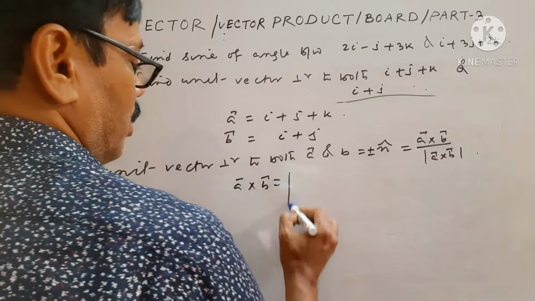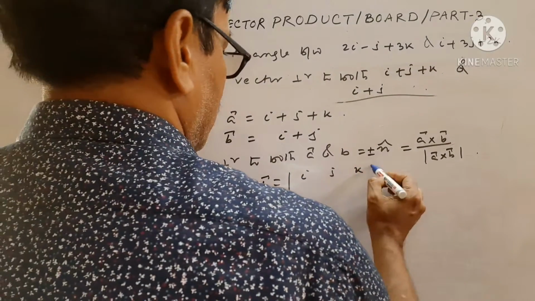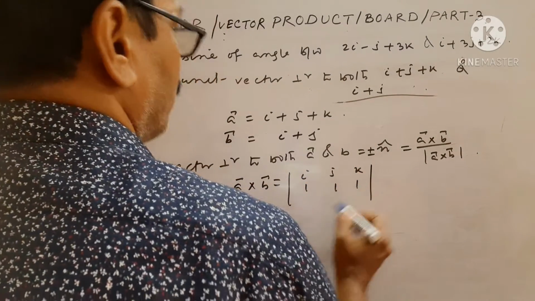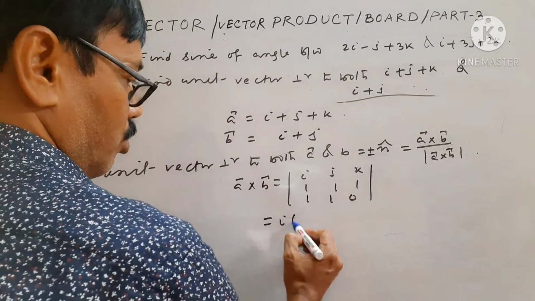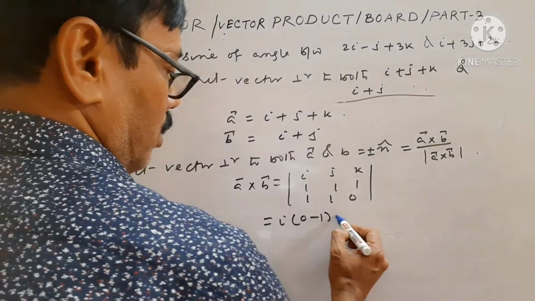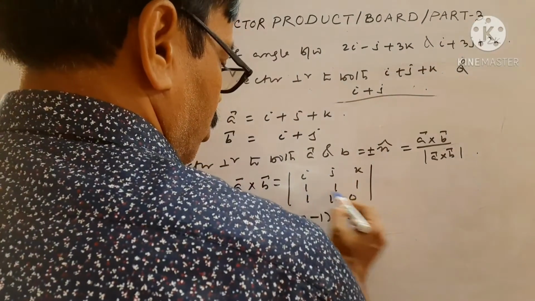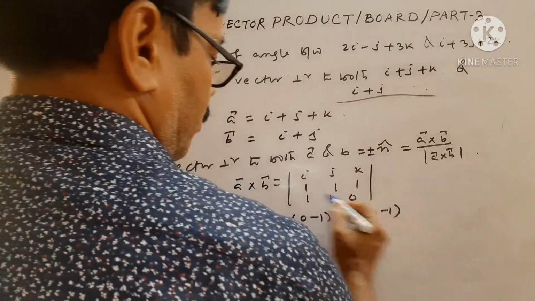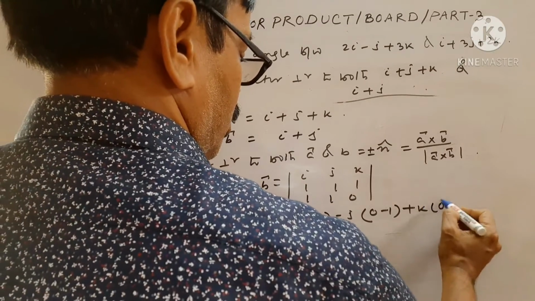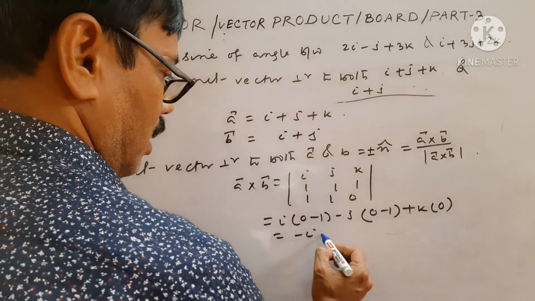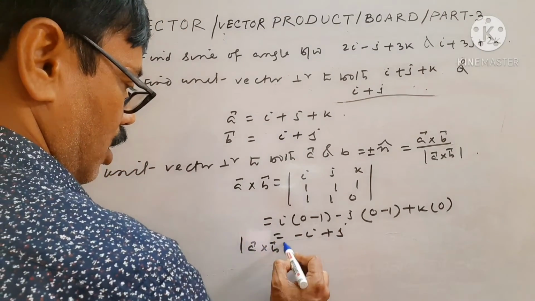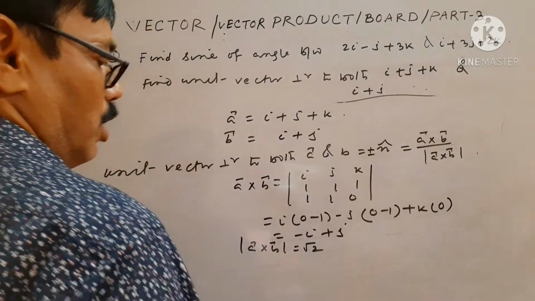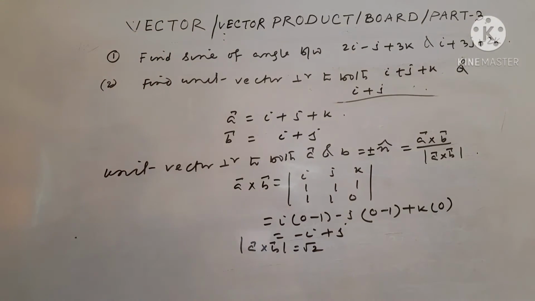So A cross B: I, J, K, 1, 1, 1 and 1, 1, 0. So I into 0 minus 1, J into 0 minus 1, K into 0. So minus I plus J. So A cross B is minus I plus J, and mod A cross B equals root 2.